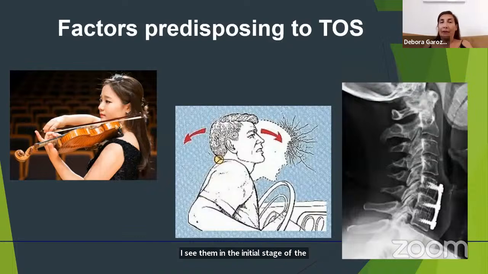But there are also other factors that may predispose to the development of a TOS. Postural factors. So, for instance, we know that musicians, like a musician playing the flute or the violin, may be particularly predisposed to develop this muscle imbalance. Patients that have a past medical history of whiplash injury, and something which I have observed recently, a past medical history of cervical spine surgery.